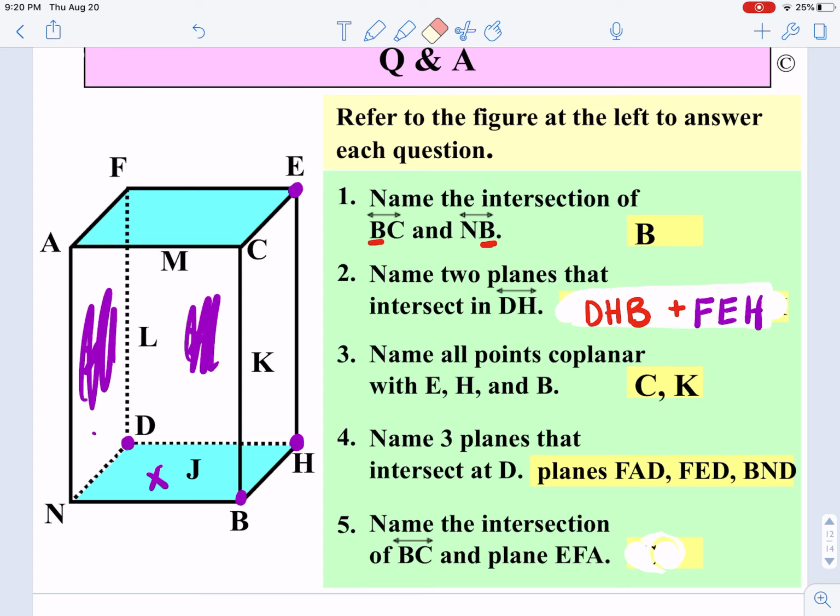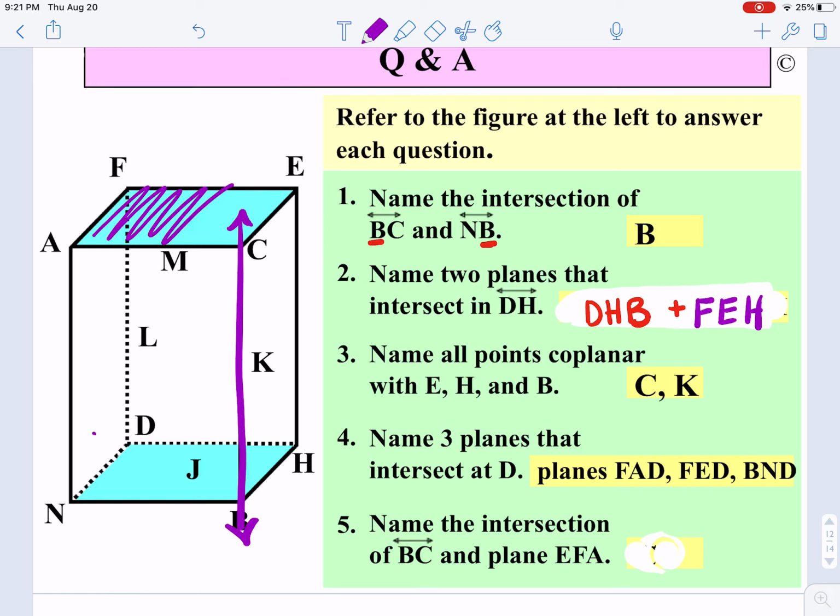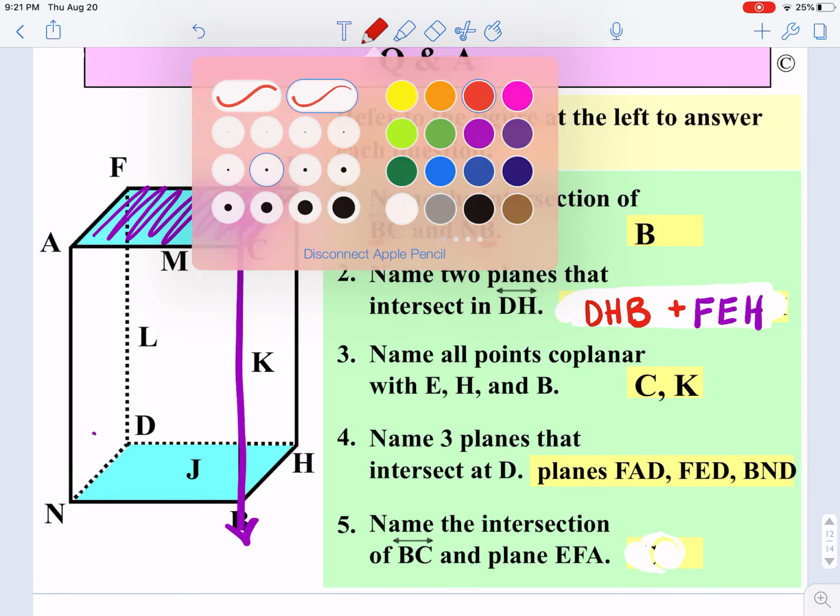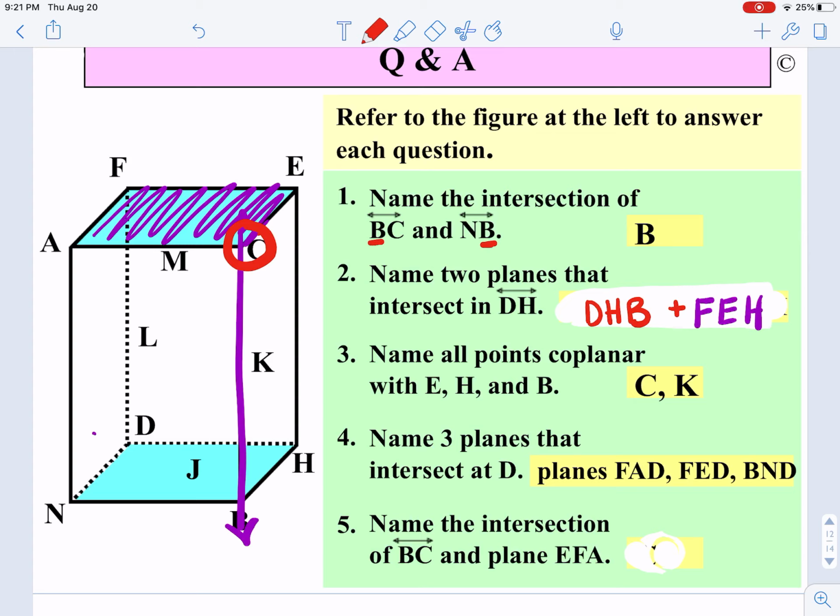All right, last one of our lesson is going to be to name the intersection of a line and a plane. If you remember, a line and a plane, they intersect at a point. So BC is right here, like the front right corner of the shape. And then EFA. EFA is the top plane. So where do they intersect? The place that they have the same location is at C. So my answer is C.